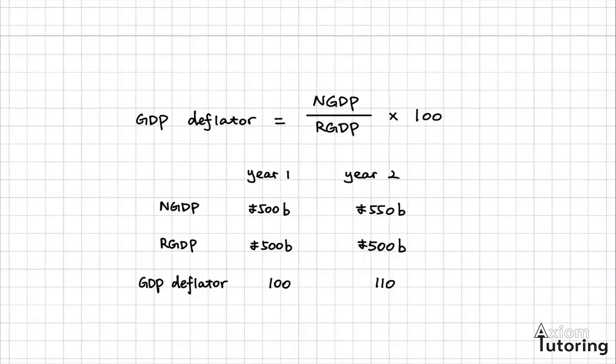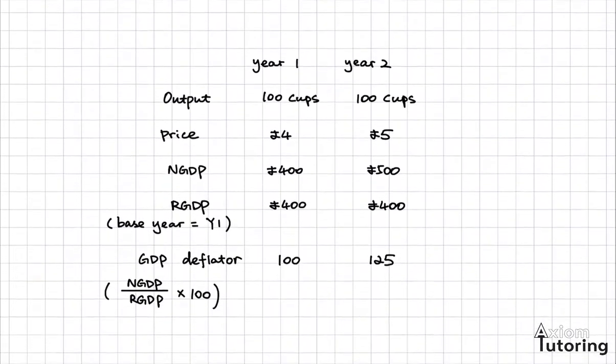Notice that real GDP is still at 500 billion pounds in this example, and this means that the quantity of output has not increased. The entire increase in nominal GDP from 500 to 550 is caused by higher prices. Now, imagine an extremely simple economy that only produces coffee. In the base year, in year 1, the economy produces 100 cups of coffee at £4 each. And the nominal GDP is therefore 100 cups times 4 pounds per cup, so 400 pounds in year 1 as the nominal GDP.